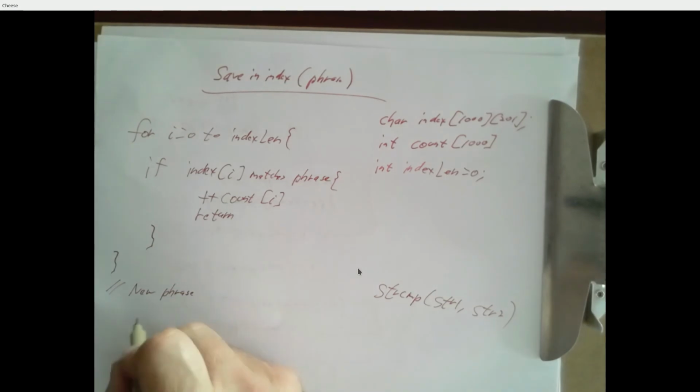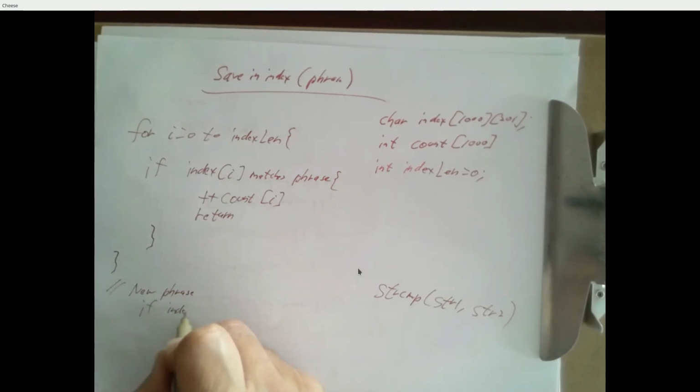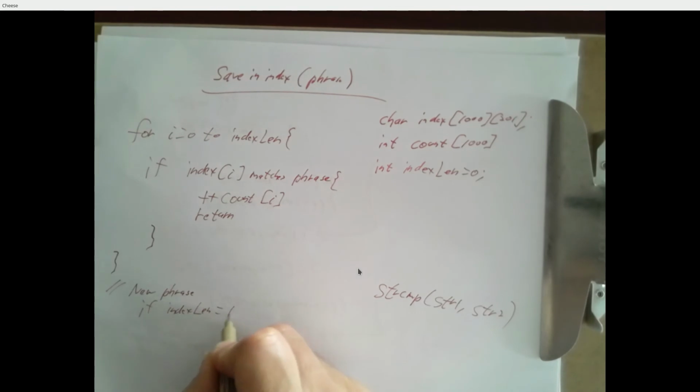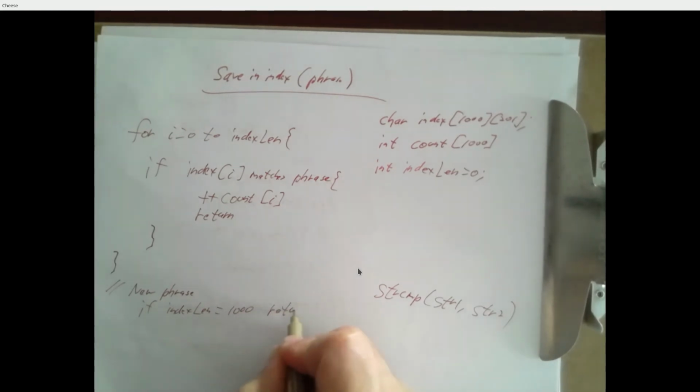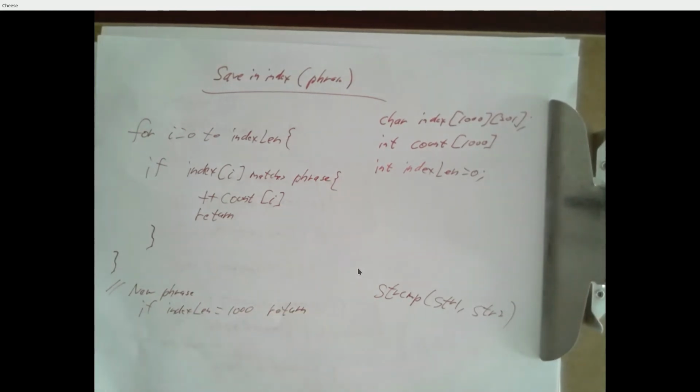Okay, at this point we can say if index len equals 1,000, we're just going to return. Because we've got 1,000 phrases in our index and we just found a new phrase, we're not going to store it. So this kicks us out, and the caller has no idea that we didn't actually store a phrase. That's okay.